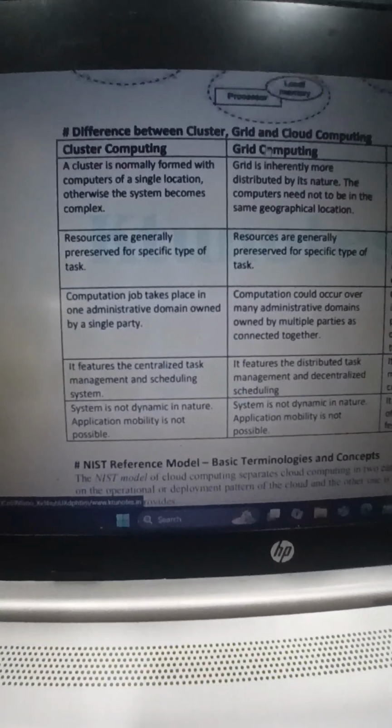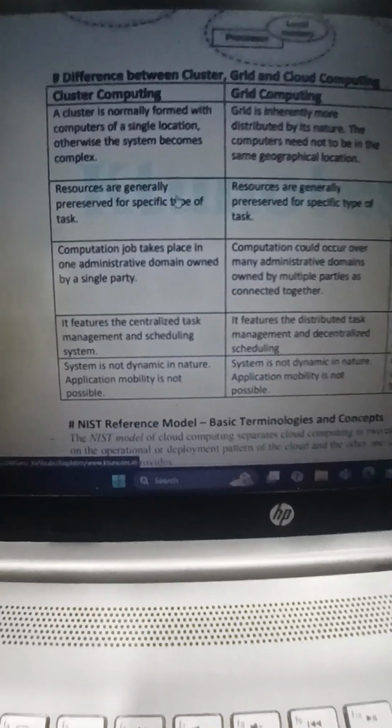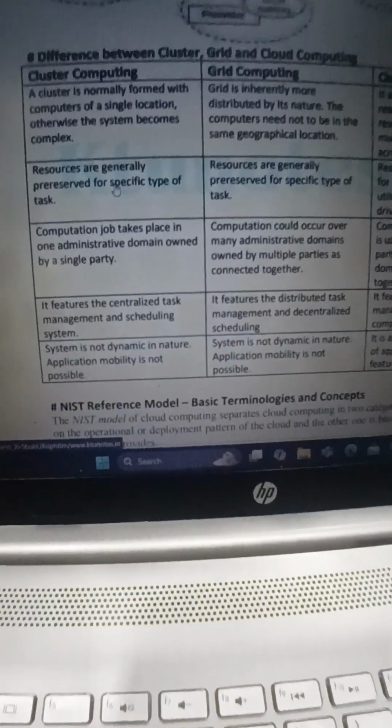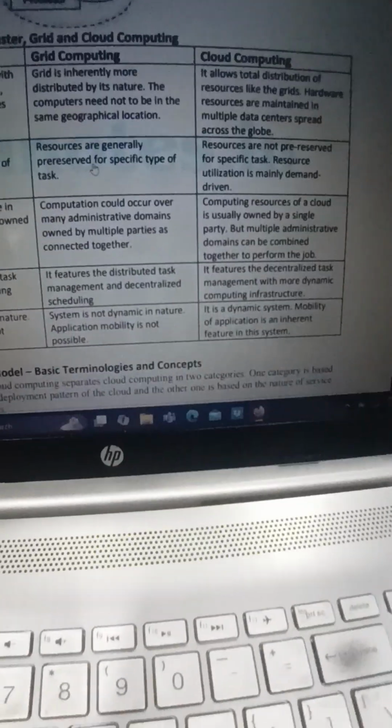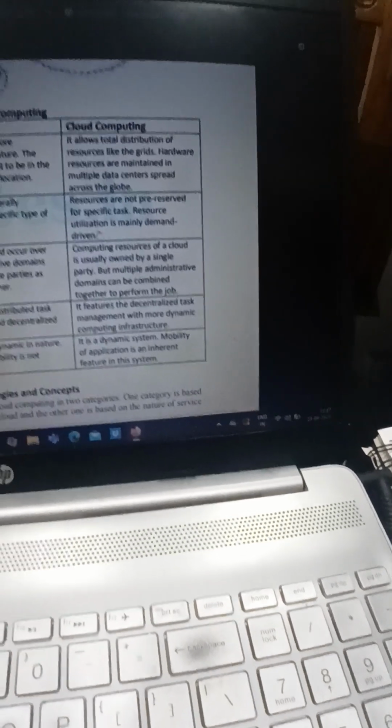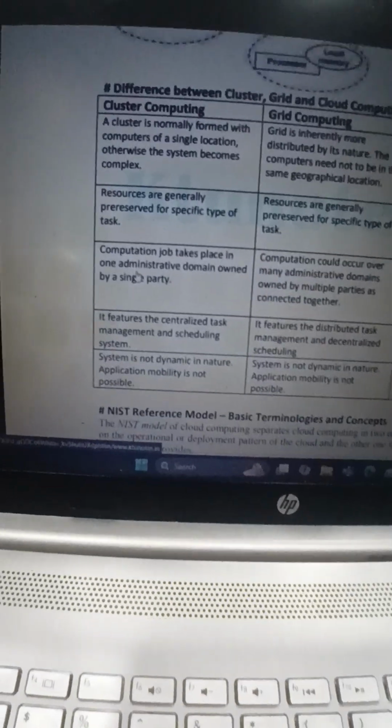The next is that in a cluster, resources are generally pre-reserved for a specific type of task. Here in the grid also they are pre-reserved. But in cloud computing, the resources are not pre-reserved for a specific type of task. Resource utilization is mainly demand driven, not pre-reserved. Here utility based computing is not there, whereas cloud computing is utility based.